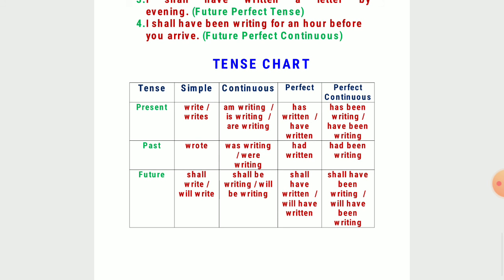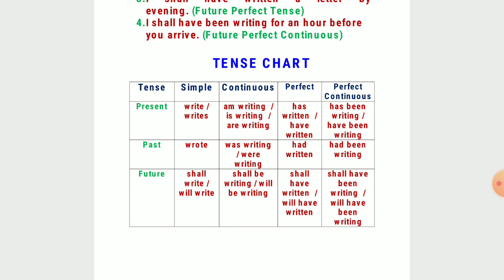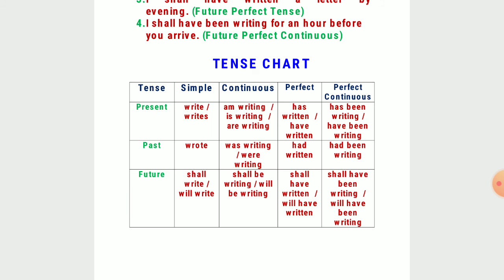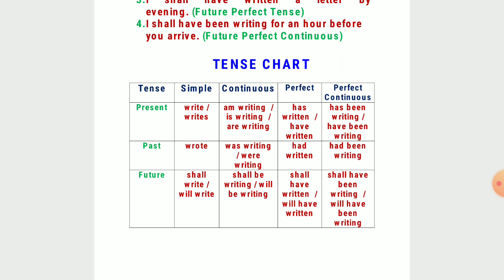Now present simple, it is write or writes. Now present continuous, it is am writing or is writing or are writing. Now present perfect, it is has written or have written. Present perfect continuous, has been writing, have been writing.